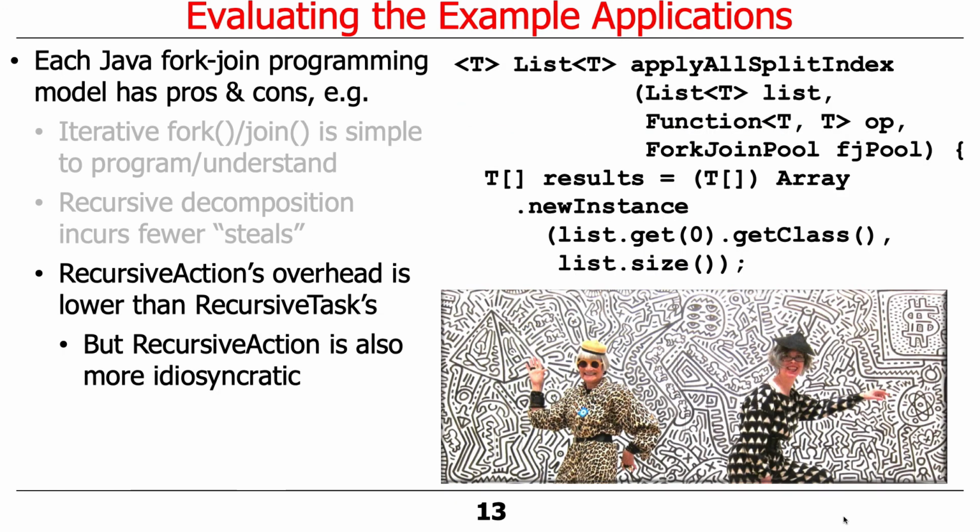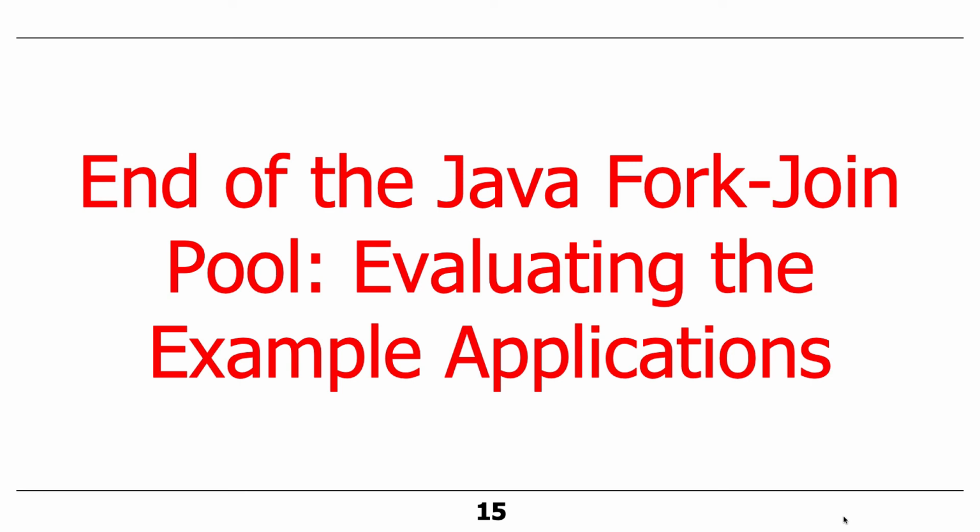So recursive task may have this copying overhead that's a little bit higher. However, as we saw here, recursive action is a bit idiosyncratic. And that's because we had to figure out some way of being able to treat the list and convert it into an array of the appropriate size with the appropriate type, which for various reasons in Java is wacky and cumbersome. I wish there was a cleaner way to do this, but this is kind of the way to do it. Okay, so that is the end of fork join.